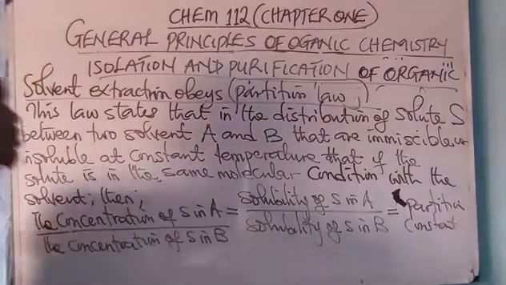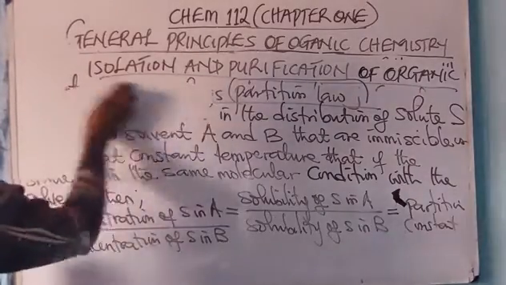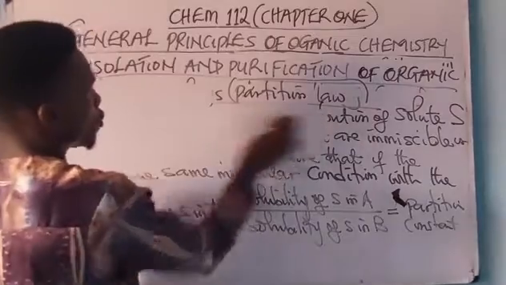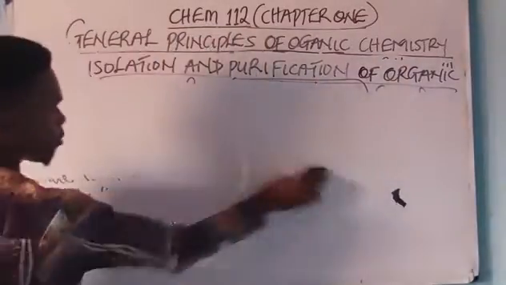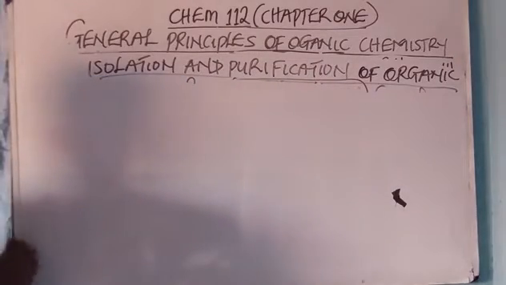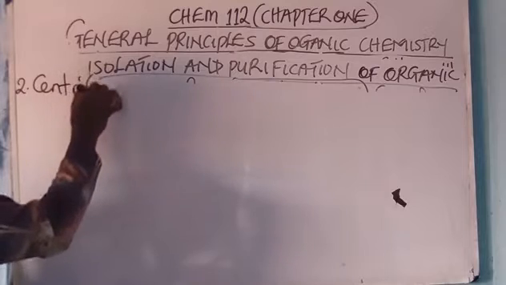Number two is centrifugation. Centrifugation is another method of isolating or purifying compounds. That is two: centrifuge.